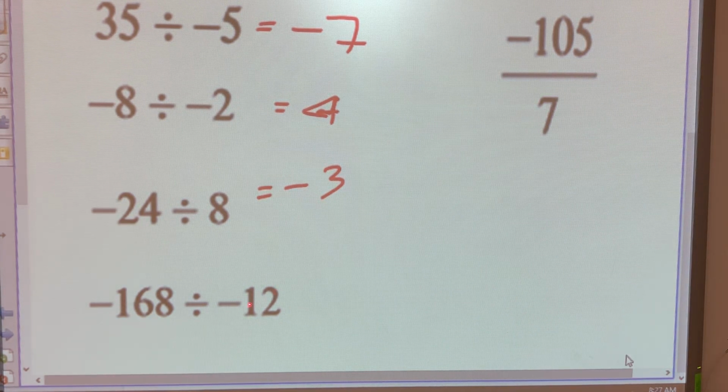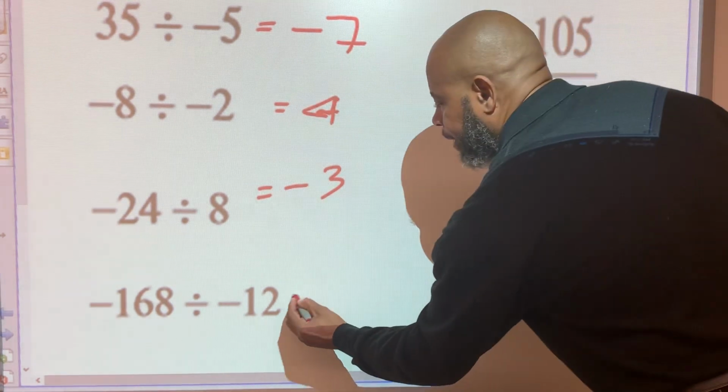168 divided by 12. 168 divided by 12 is going to give me an answer. I want you to really think about how to set the problem up. And I know that 168 seems like a large number, but it's really not. So just take your time and try to solve it. So we have negative 168 divided by negative 12. And our answer should be positive 14.